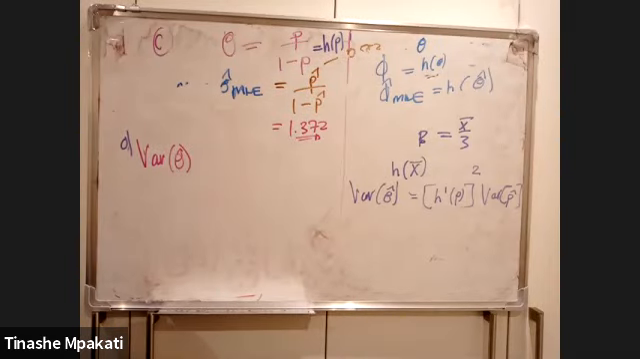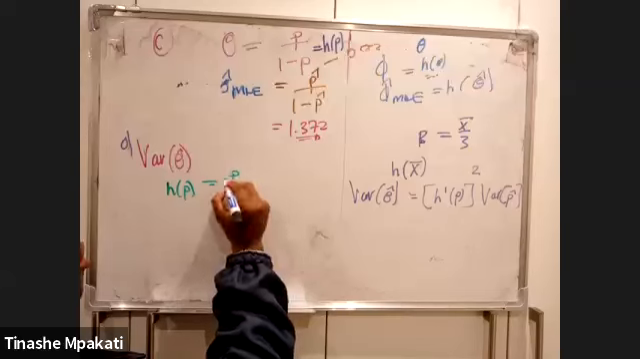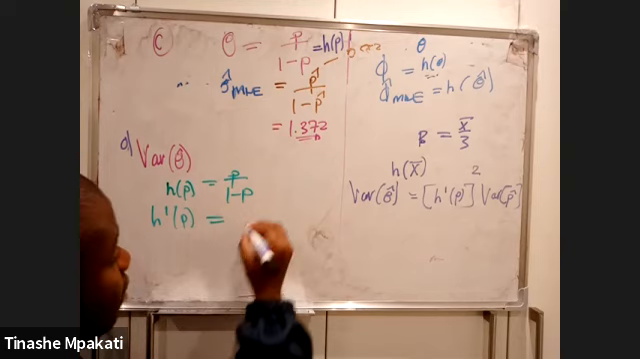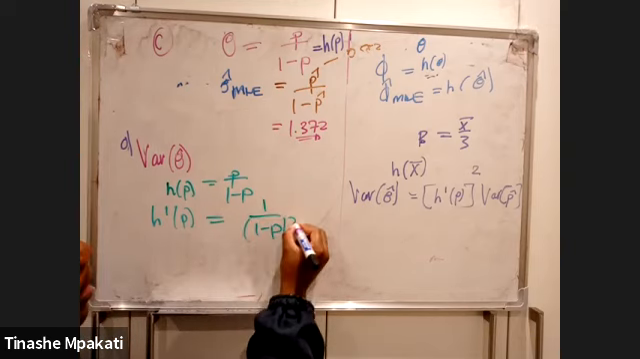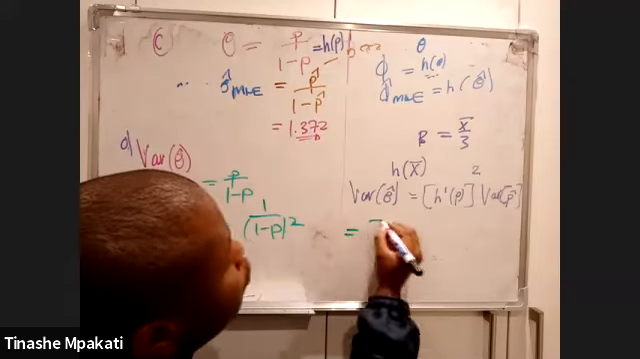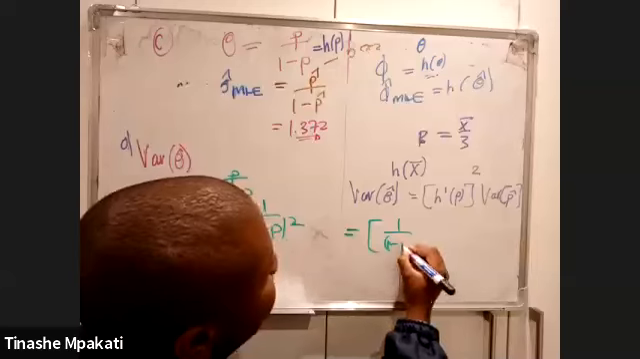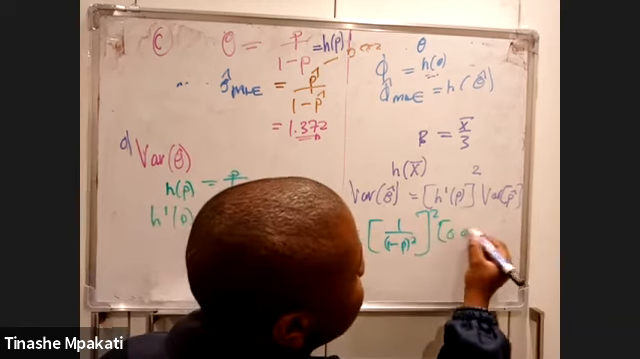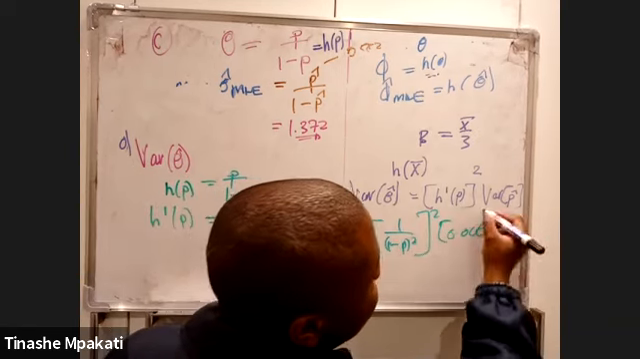This is easy maths, but sometimes can become a little bit confusing. Our h of P in this case is equal to P over 1 minus P. If you take the first derivative, this will simply give you 1 over 1 minus P all squared. Which means the variance we are talking about will simply be equal to 1 over 1 minus P all squared, and you square this again, multiplied by the 0.00269 that we got as the variance of P.